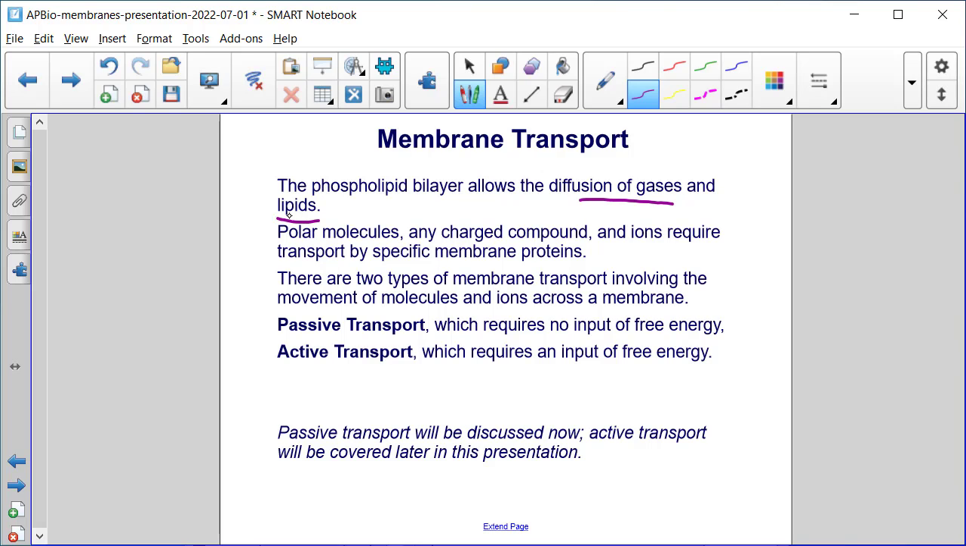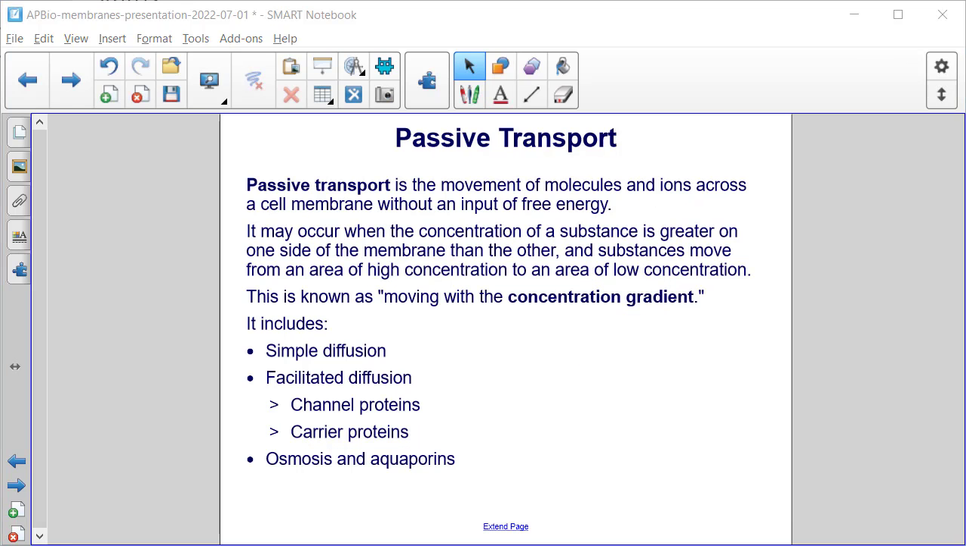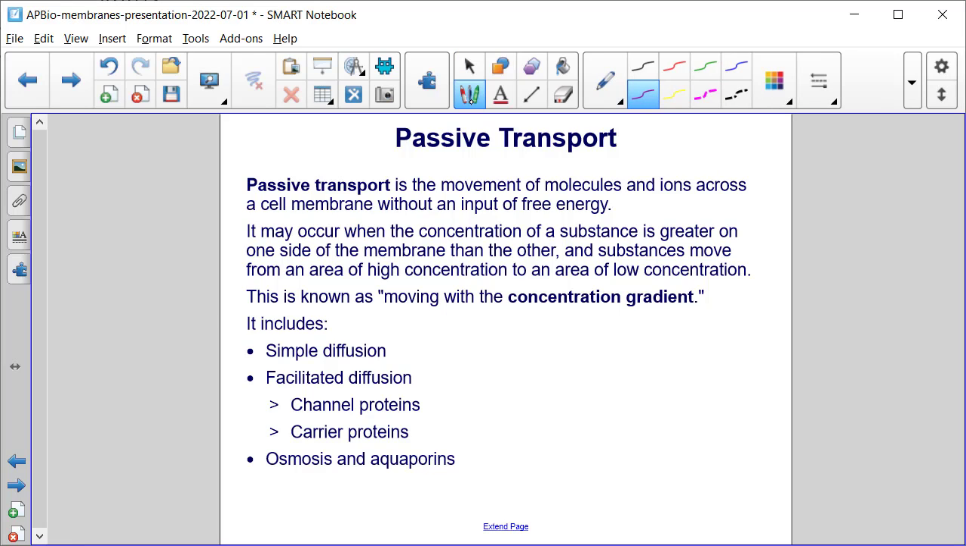Passive transport is what we will discuss in this section now. Active transport will be covered later in the presentation. Passive transport is the movement of molecules and ions across a cell membrane without an input of free energy.